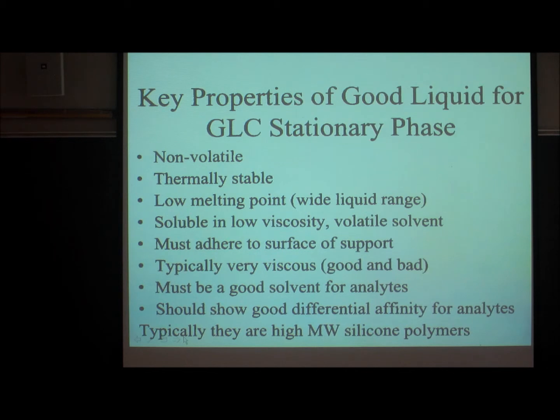The stationary phase liquid has to be a good solvent for the stuff that you're trying to separate. If it's not, you're not going to have a good linear isotherm. You're going to saturate the stationary phase liquid with your sample, and it's going to bend over, and you're either going to get tailing or you're going to get fronting, depending upon circumstances. So you want it to be a pretty good solvent for your analyte.